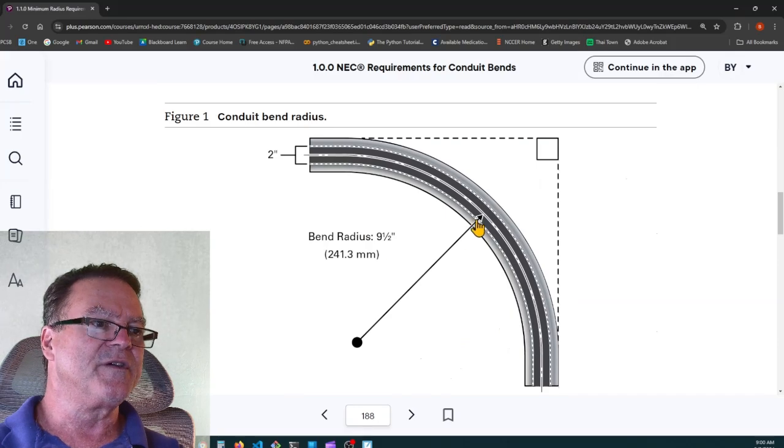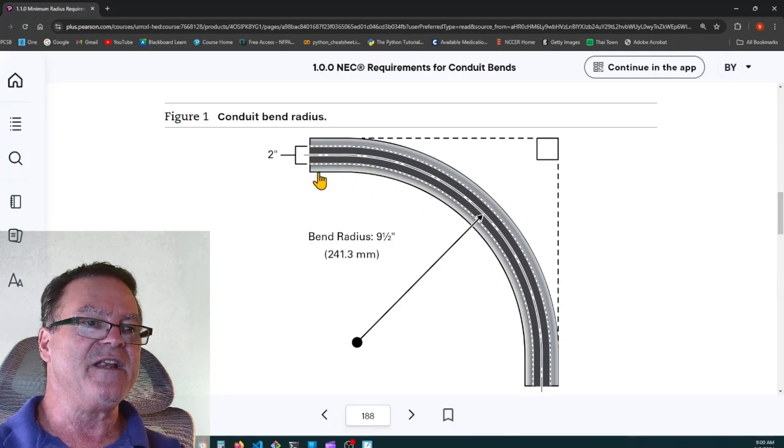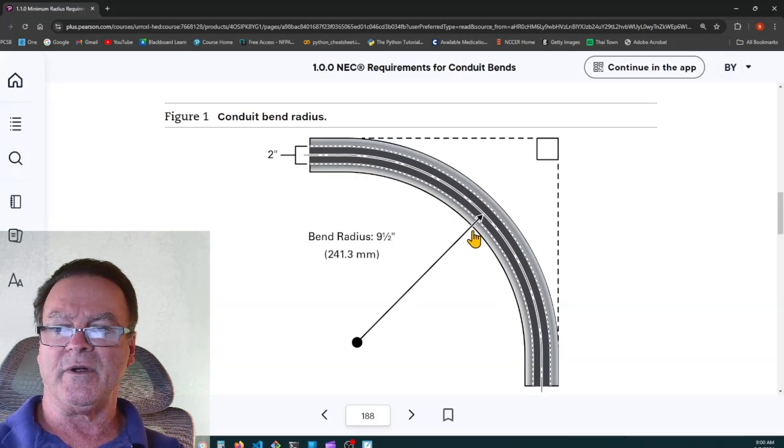Know the code. There's the center line. Whenever we're talking about an 18-inch radius 90, we're measuring to the center line. The reason for that is because the conduit is least affected at that center line. The metal on the outside of the bend is going to be stretched to be longer, and the metal on the inside of the bend is going to be compressed and become shorter. It actually changes the internal structure of the conduit.